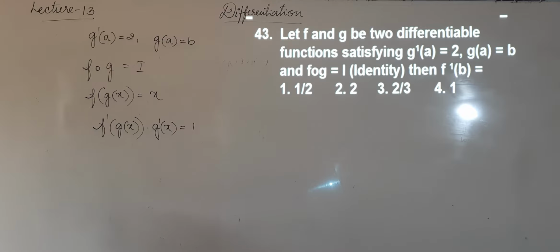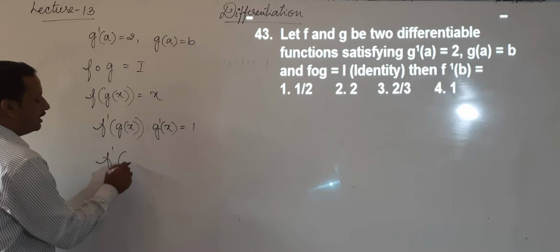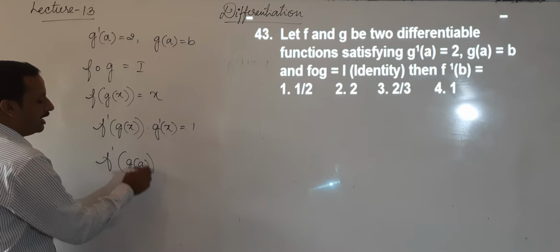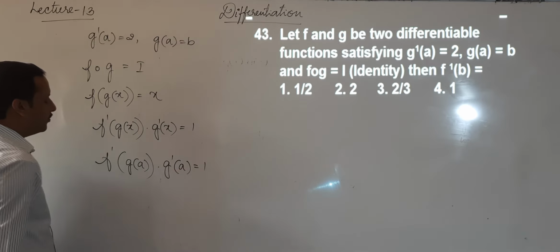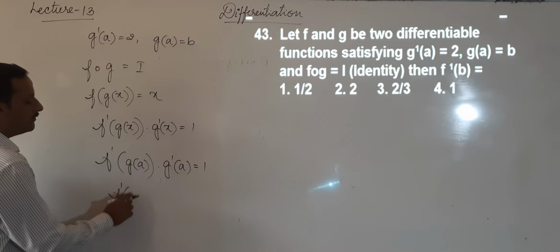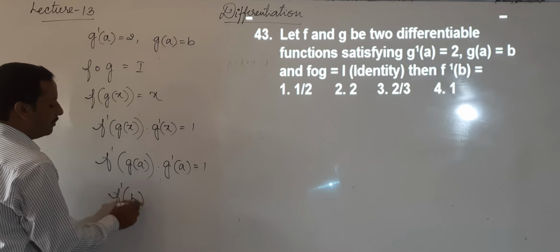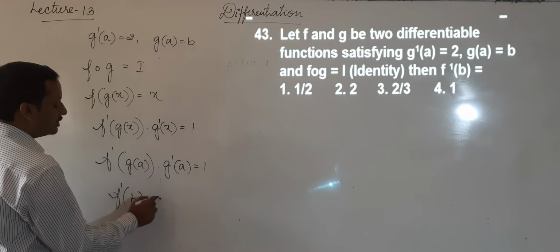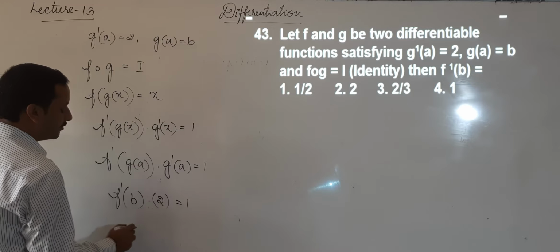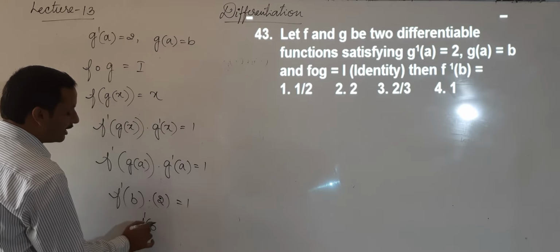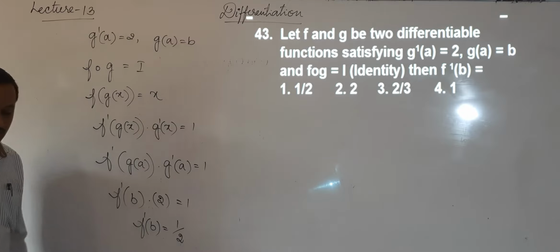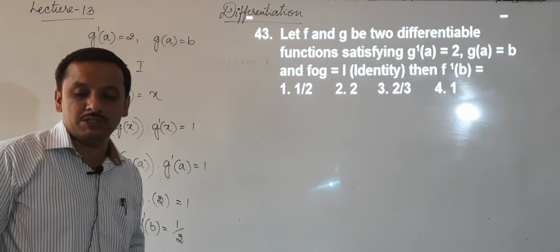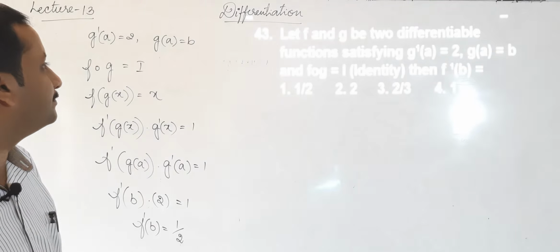Now here I will put x equal to a. Putting x equal to a, we will get f dash of g of a into g dash of a is equal to 1. So f dash of g of a, what is g of a? B, into g dash of a is 2, is equal to 1. So from here I can write f dash of b is equal to 1 by 2. F dash of b is 1 by 2, which means the first option.